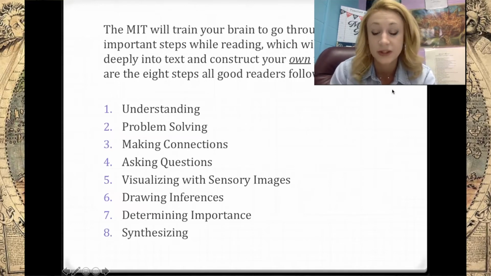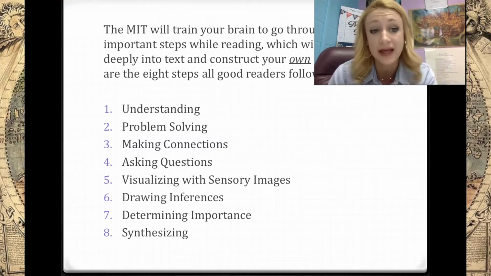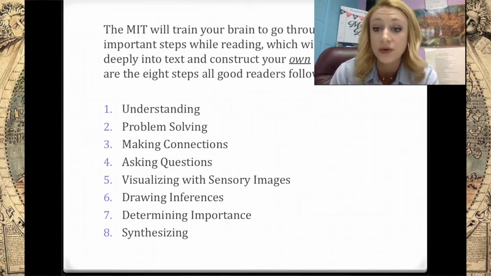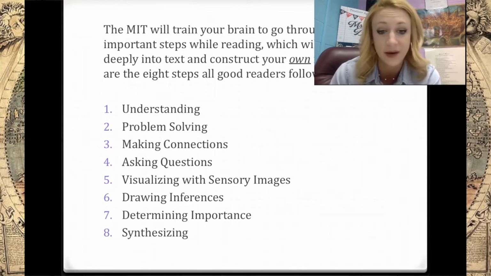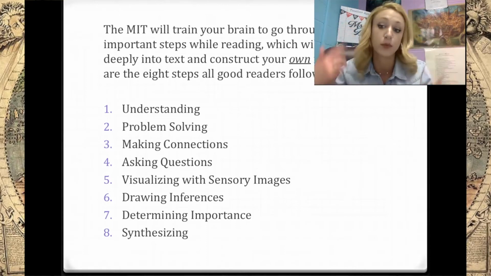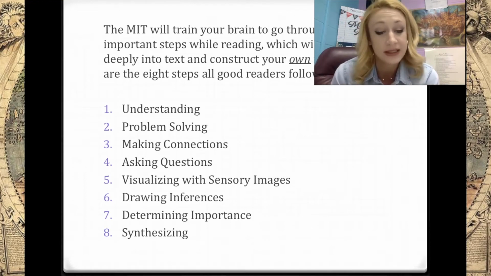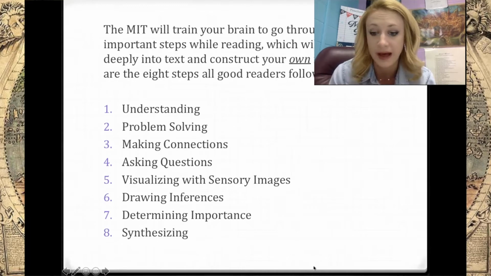This MIT, which is short for Map for Individualized Thinking, will train your brain to go through eight important steps while reading, which will help you dive deeply into text and construct your own meaning. They are the eight steps that all good readers follow, and I developed these with a lot of research about how we can activate different parts of our brain while reading. So we are going to engage in understanding, problem solving, making connections, asking questions, visualizing with sensory images, drawing inferences, determining importance, and synthesizing. Let's take a look at what all of that means.